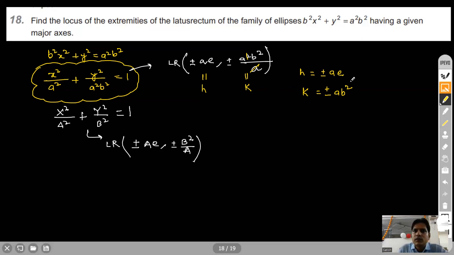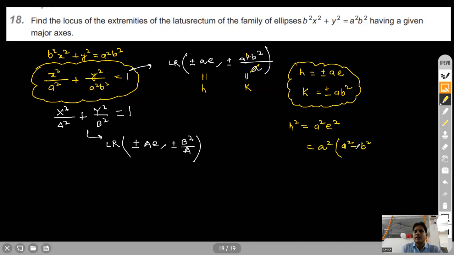Now, from here, if you see, I can write the value of K or substitute the value of A. Whatever you want to do, you can do. So these are the two relations, basically, and you can easily find the locus. You can do anything. So this H square can be written as what? H square, we can write it as a square into e square, right? And further we can write this e square as a square minus b square upon a square, right? So a square will get cancelled out. And we are left with h square is equal to a square minus b square.